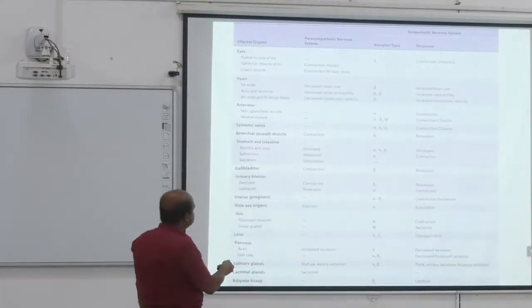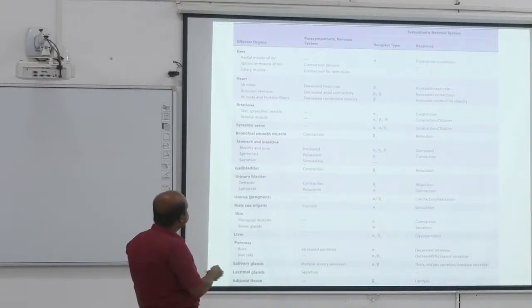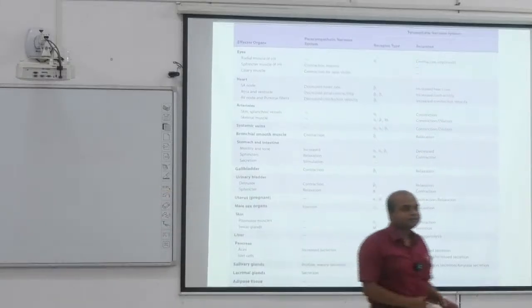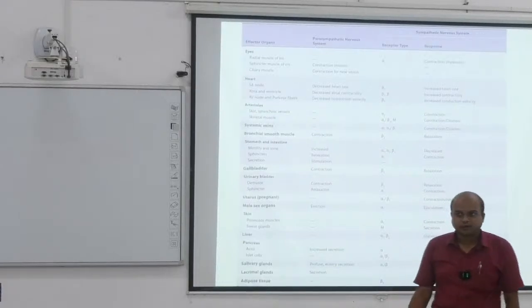Sympathetic, but see if M is mentioned. M means muscarinic. Only skeletal muscle blood vessels and sweat glands are sympathetic but muscarinic, because they are cholinergic. Cholinergic means the neurotransmitter is acetylcholine.